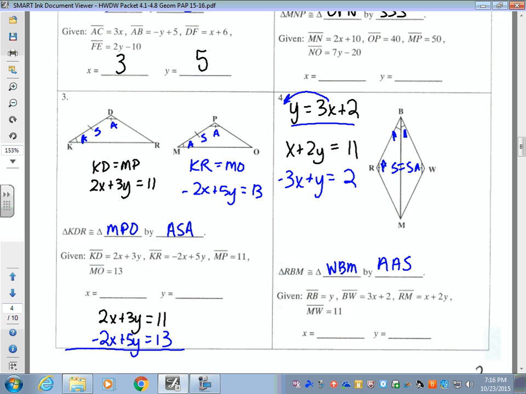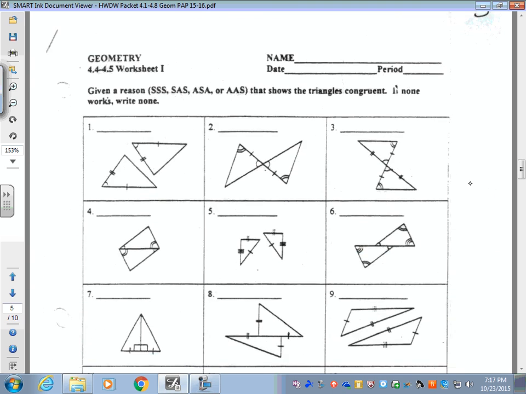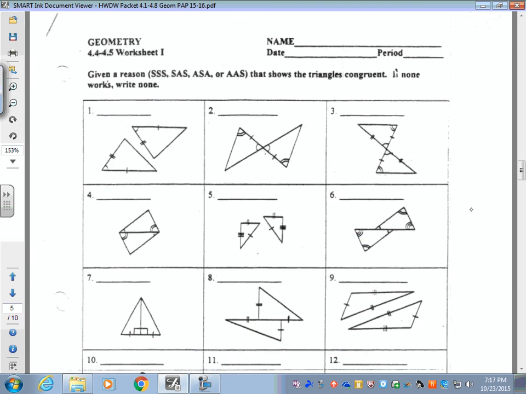You decide which one you want to do to multiply, and I'm going to let you finish that one. I'm going to go on to page 3 because we're going to get you started on page 3. Page 3 is just asking you to give the reason, whether it's side, side, side, side, angle, side, angle, side, angle, or angle, angle, side, that shows the triangles congruent. So if none works, then we're going to say not congruent or none.